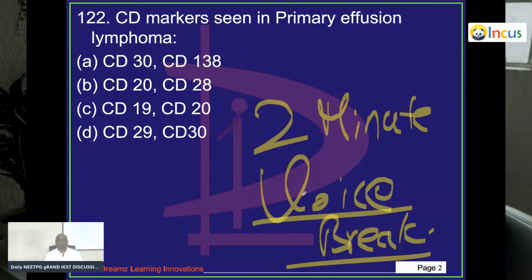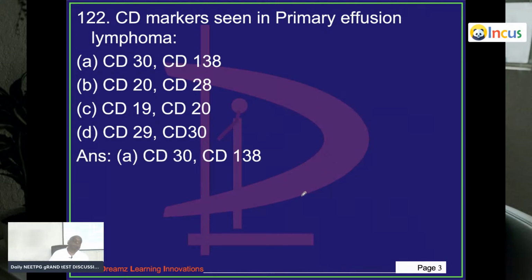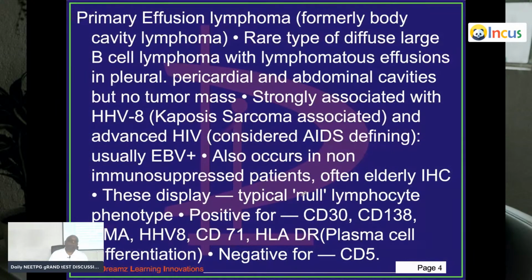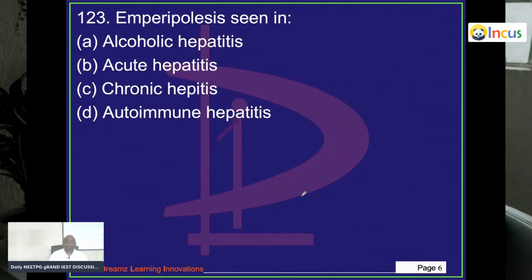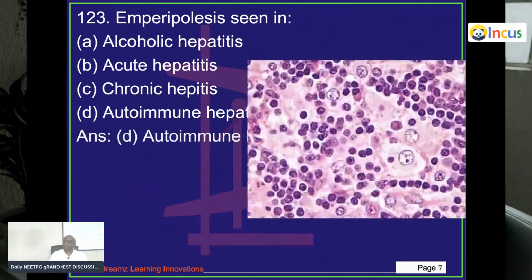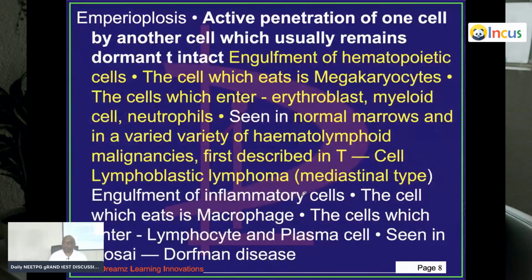So, welcome back, doctor. This primary effusion lymphoma is also called body cavity lymphoma. So, you need to know what the CD markers are. Emperipolysis means what? Emperipolysis is typically seen in autoimmune hepatitis. It is active penetration of one cell by another cell, which usually remains intact.